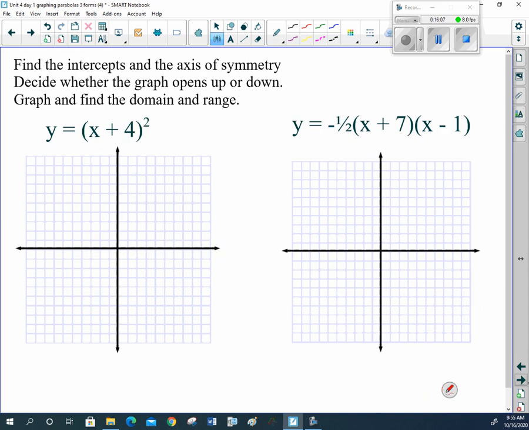Okay. All right, so two more. Find the intercepts and the axis of symmetry. Decide whether the graph opens up or down. Graph and find the domain and range.